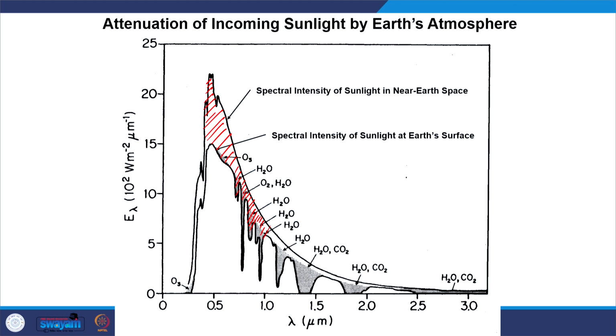Who is absorbing it? This part is absorbed by ozone. This is water vapor, molecular oxygen, water vapor, carbon dioxide, and again water vapor. So you see the micrometer scale here; this is 1.5 times 10 to the power of minus 6 meters. You can see that the infrared radiation is very well absorbed by the greenhouse gases.